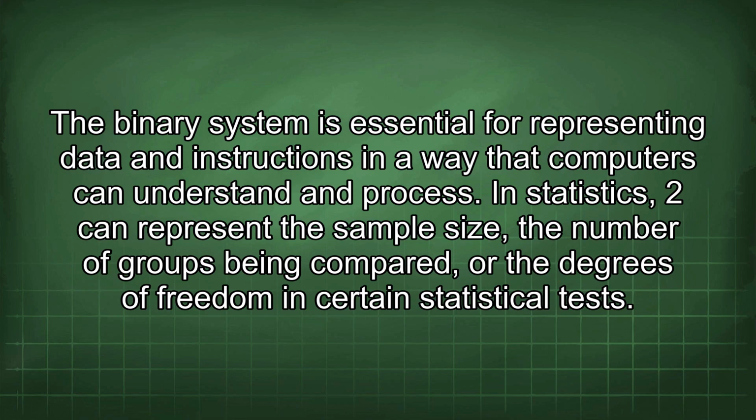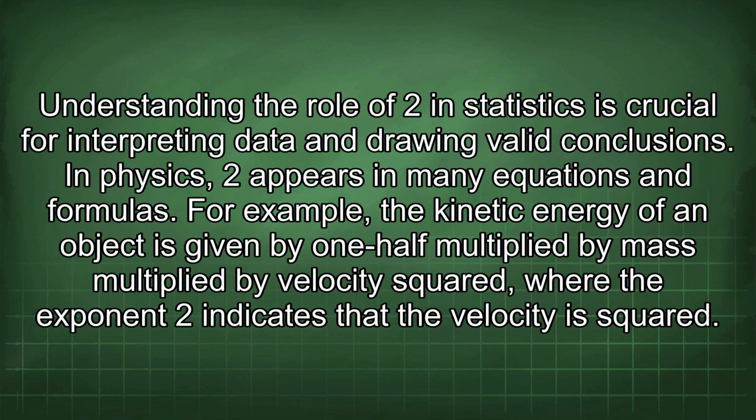In statistics, 2 can represent the sample size, the number of groups being compared, or the degrees of freedom in certain statistical tests. Understanding the role of 2 in statistics is crucial for interpreting data and drawing valid conclusions. In physics, 2 appears in many equations and formulas. For example, the kinetic energy of an object is given by 1/2 multiplied by mass multiplied by velocity squared, where the exponent 2 indicates that the velocity is squared.